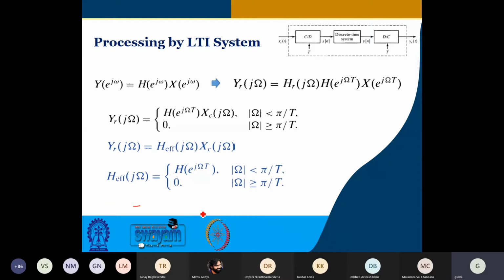Okay, so we ended the last class with this discussion where we are looking for a transformation done to a continuous time signal through digital signal processing. So this is the input signal on which the transformation is done.